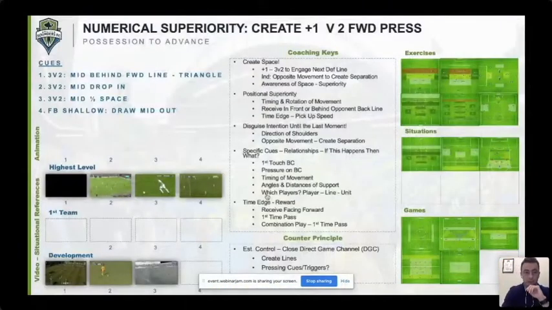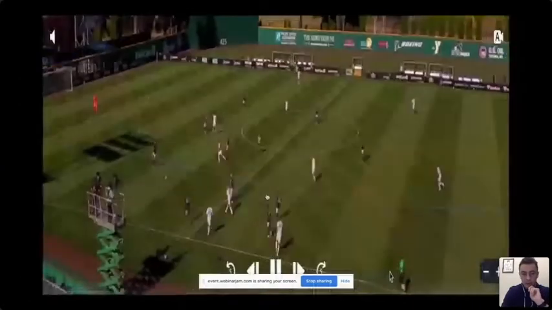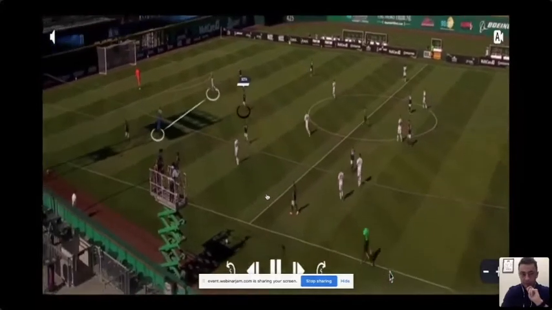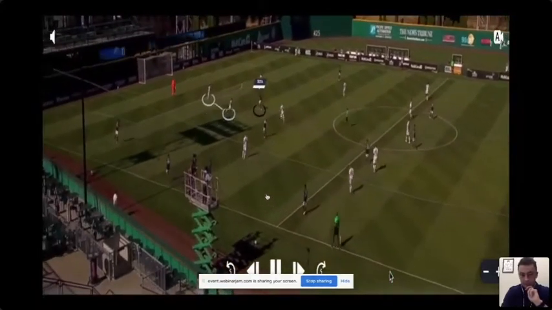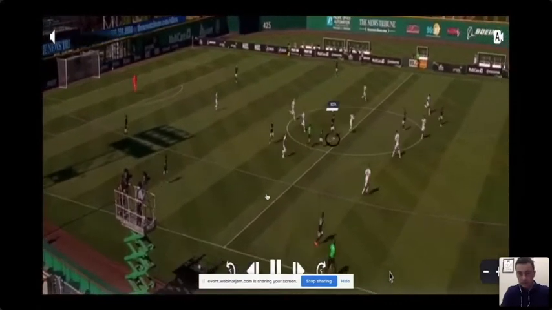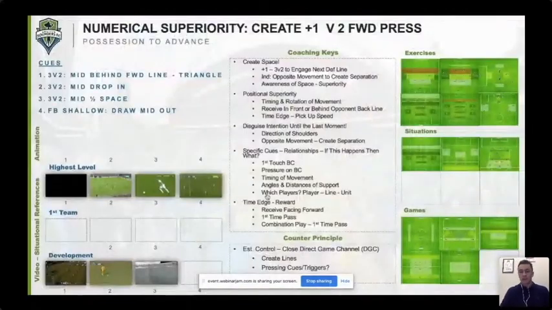So some situational references. At the highest level, this is a translating example from this season with our second team. So here, the recognition behind the line, the ability to face forward, and his ability to engage the next line and create that space. The next game cue, the second one, is having a midfielder drop in.